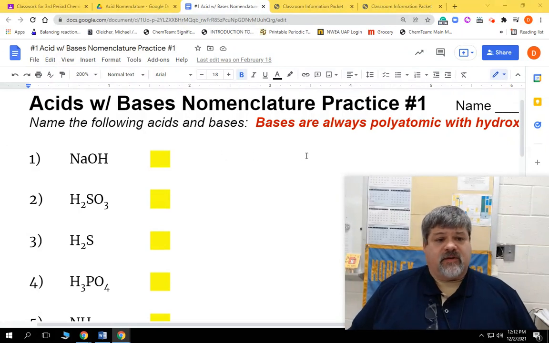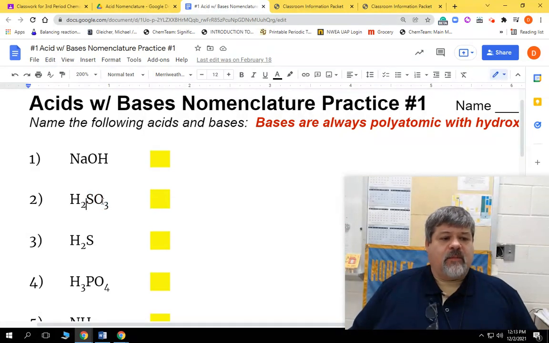So the first thing we have to do is go ahead and look at some of these over here. And this one right here does not begin with hydrogen, so it is not an acid, it's actually a base. Bases end with hydroxide. So I'm not going to do that one. We're going to go ahead and do this one right here, number two.